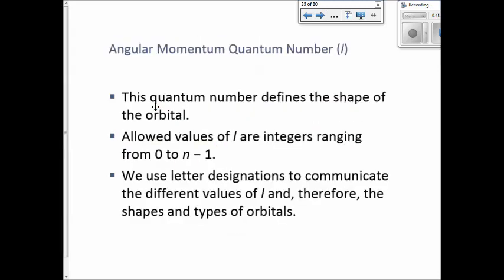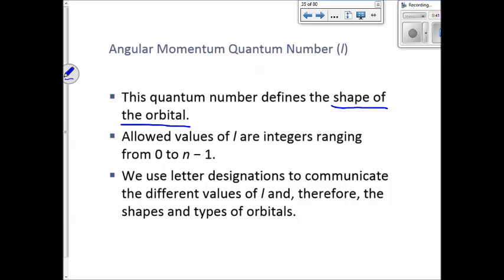The angular momentum number, known as L. Okay, this is the L number. The quantum number defines the shape. This is all you need here, the shape of the orbital. That's all you need to know about L.